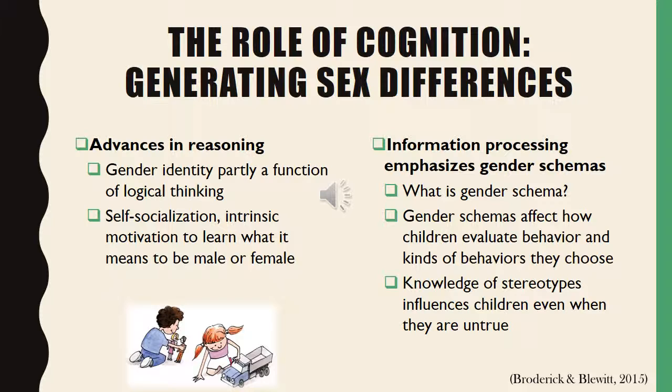And then schemas affect what we pay attention to, what we interpret, and what we remember about events. So we're constantly evaluating our own behavior and then the behavior of others based on these schemas. And this is often where some stereotypes can develop and really begin influencing children and children's ideas of male versus female, regardless of how true they are.